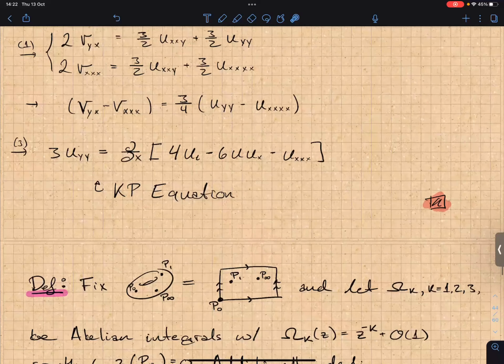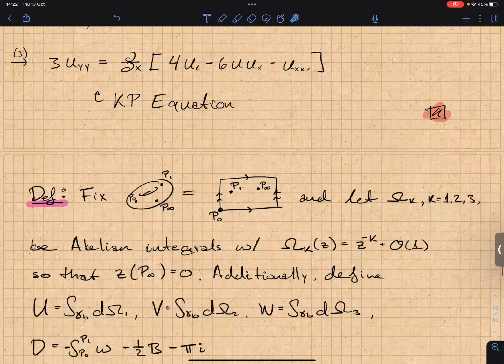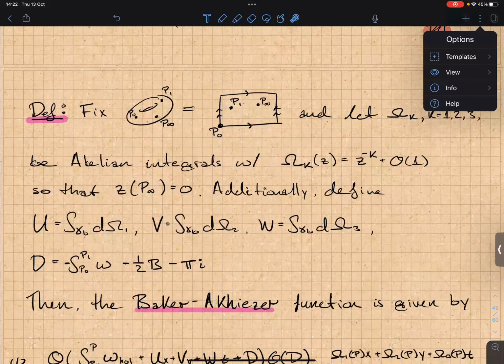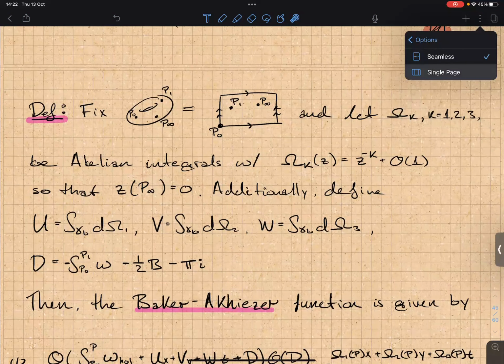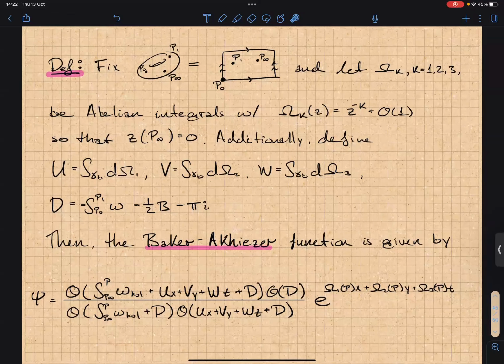So now I think what I wanted to do is I wanted to establish that solving the KP equation is the same as this consistency condition. So to solve the KP equation, I'm going to focus now on the consistency condition.